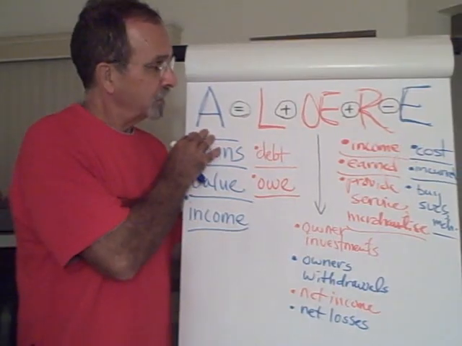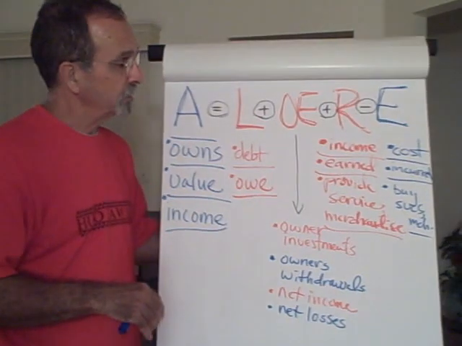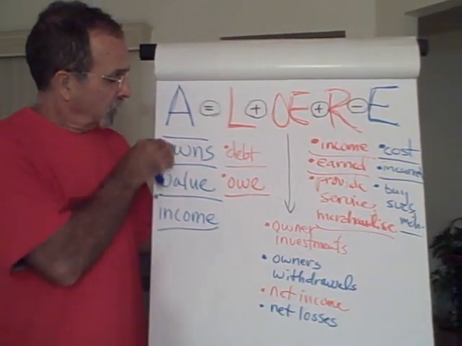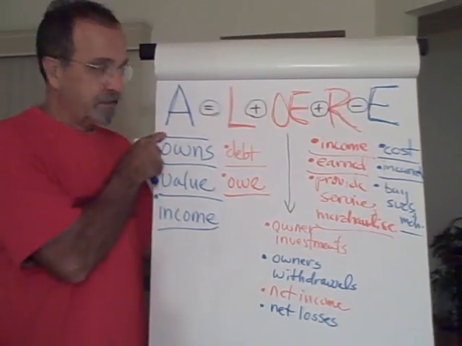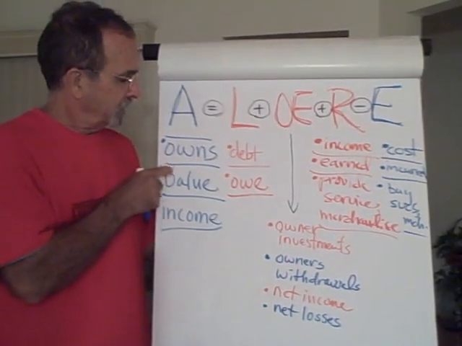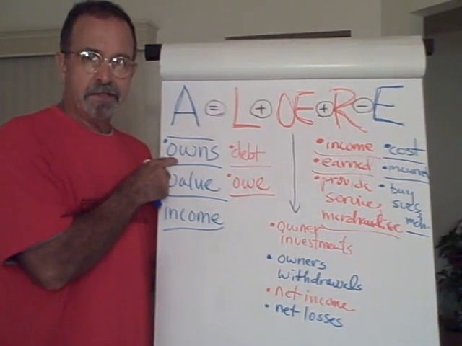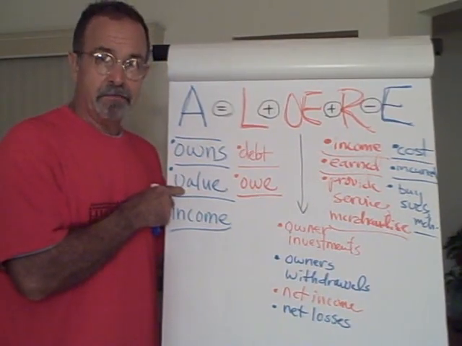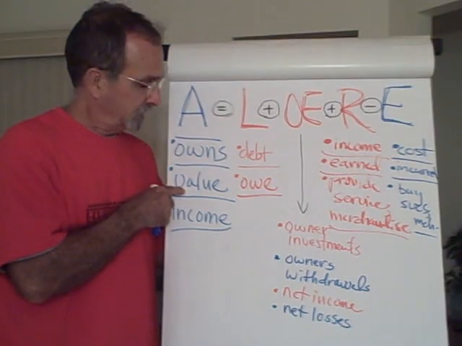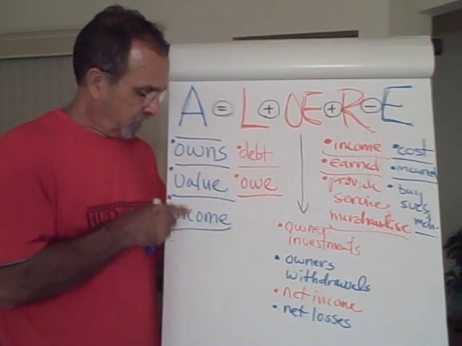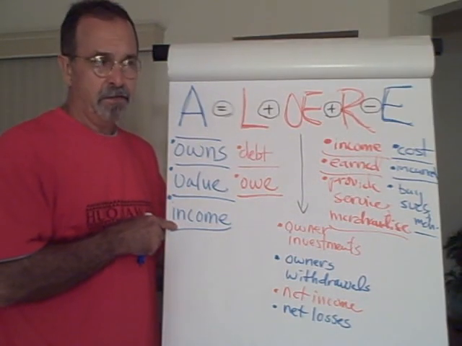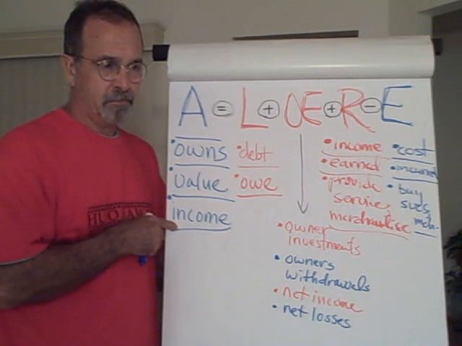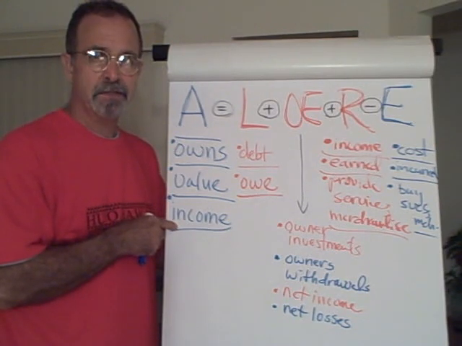And so, starting on the left side and moving across the equation from left to right, on the far left we have assets. Now an asset is something that the business owns. It has value, or should have value, to the business. And that value should be tied directly to that asset's ability to help the business earn income.